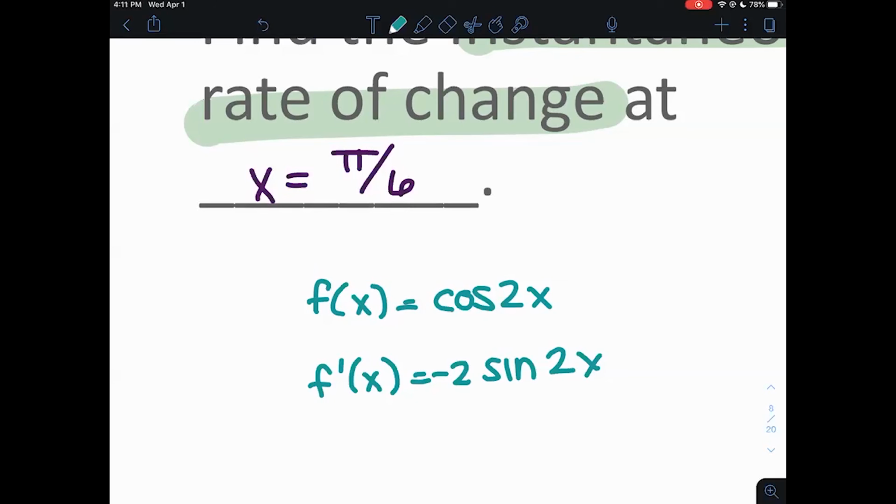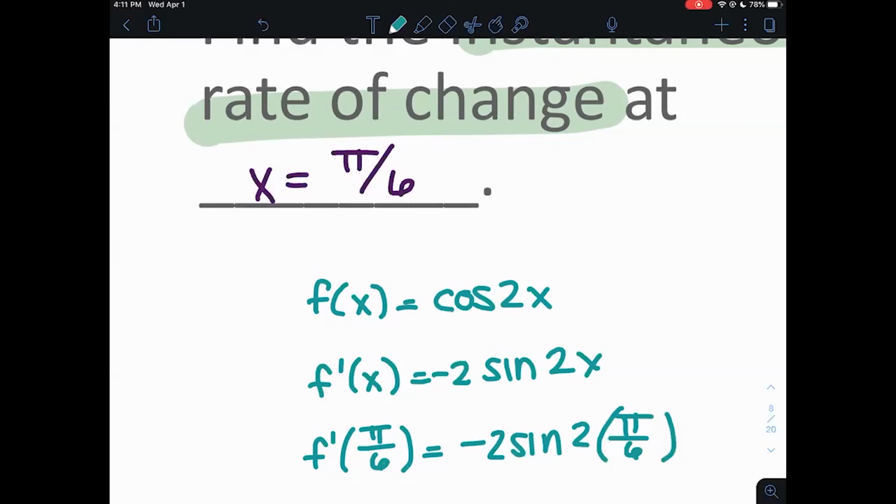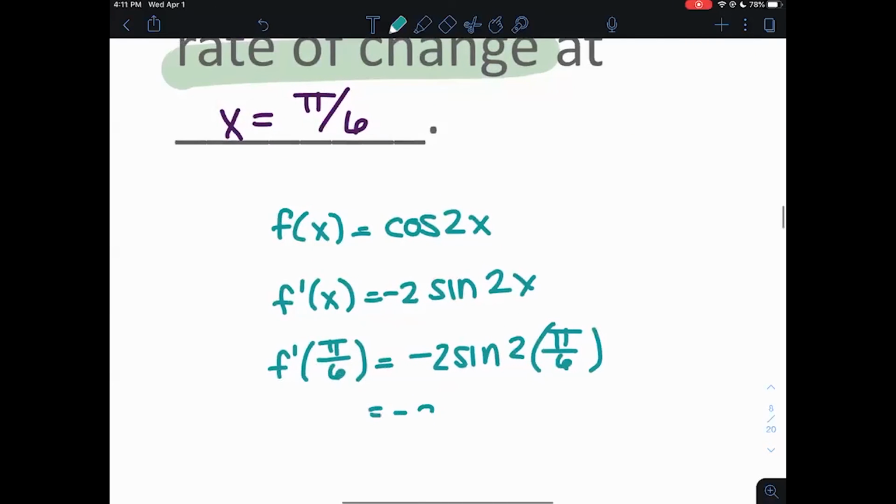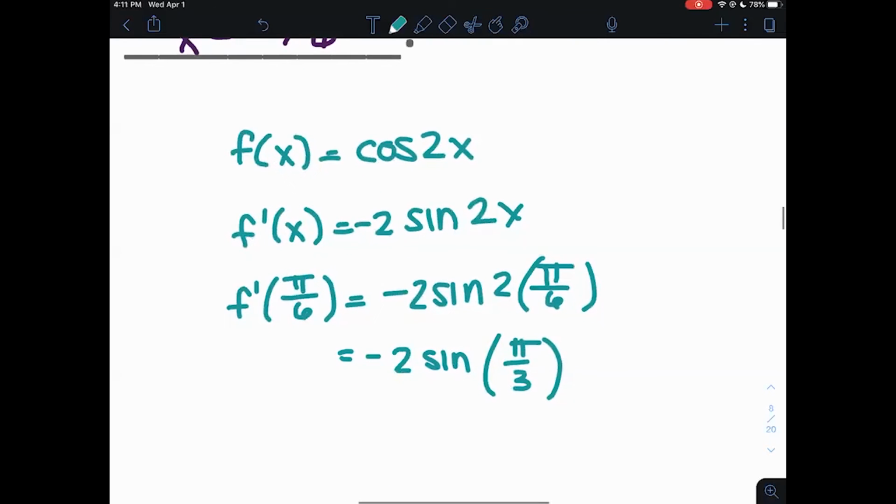So there's our derivative. If I want to evaluate this derivative at pi over 6, that would mean I'm actually looking for -2 times sine of pi over 3. And sine of pi over 3, look at how this is a nice reminder that you need to know that unit circle really, really well. Sine of pi over 3 is root 3 over 2. So -2 times root 3 over 2.